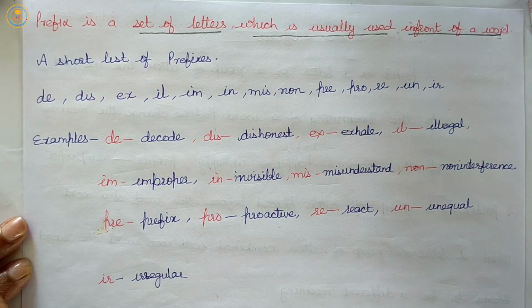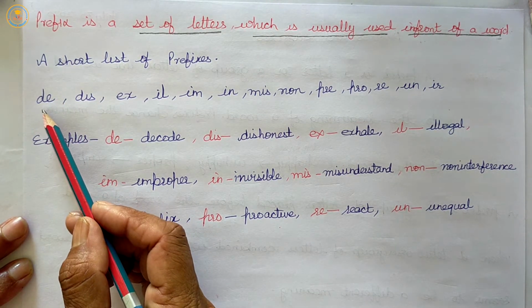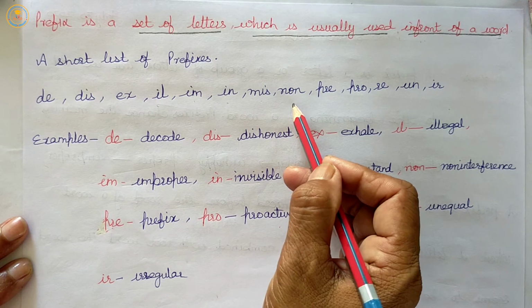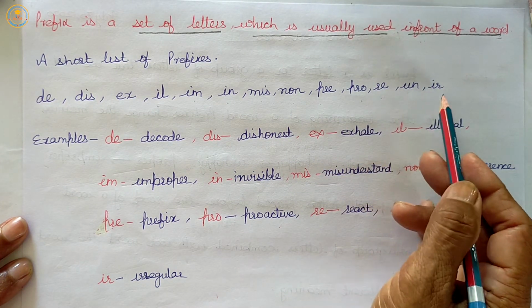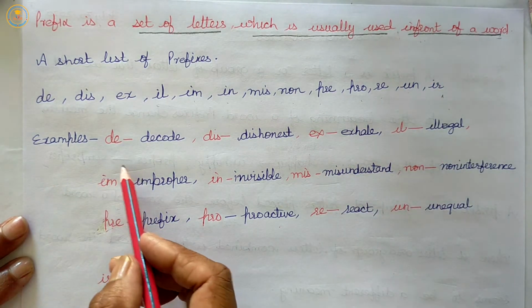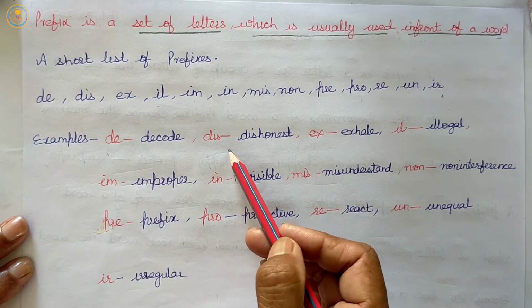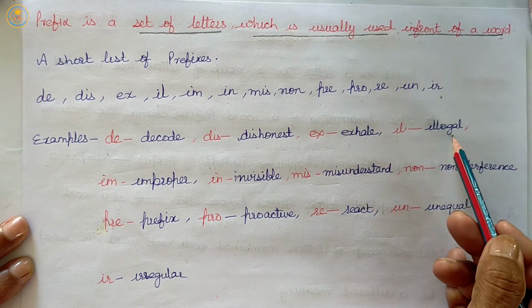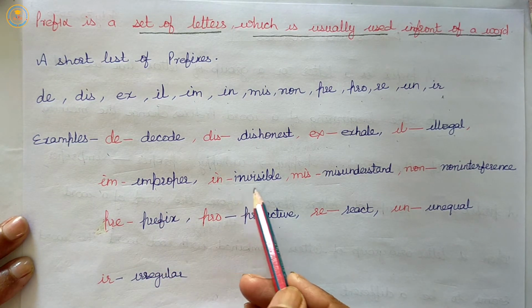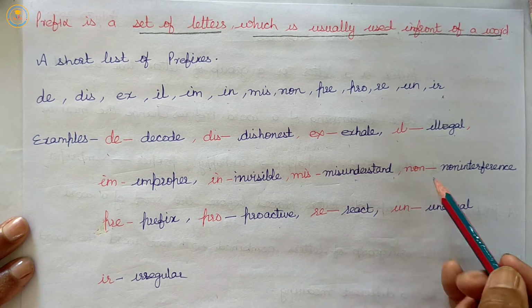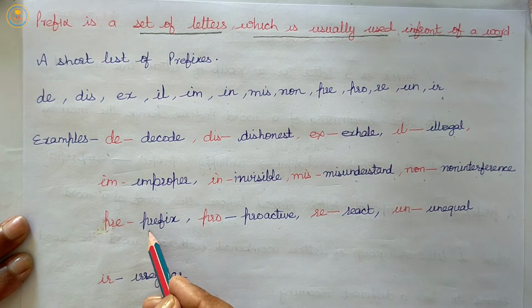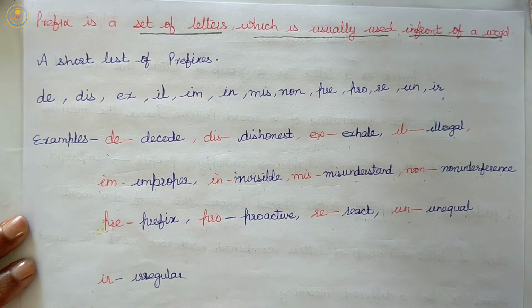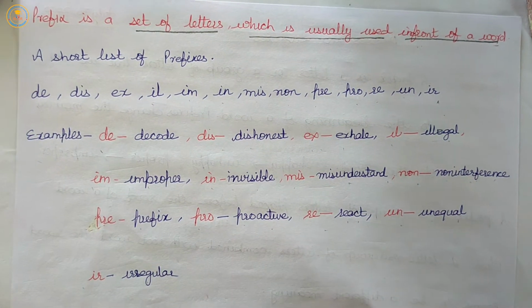Let us see the list of some prefixes here: de, dis, ex, ill, im, in, mis, non, pre, pro, re, un, ir. Let us see the examples. De, decode. Dis, dishonest. Ex, exhale, which is the opposite of inhale. Ill, illegal. Im, improper. In, invisible. Mis, misunderstand. Non, non-interference. Pre, prefix. Pro, proactive. Re, react. Un, unequal. Ir, irregular.